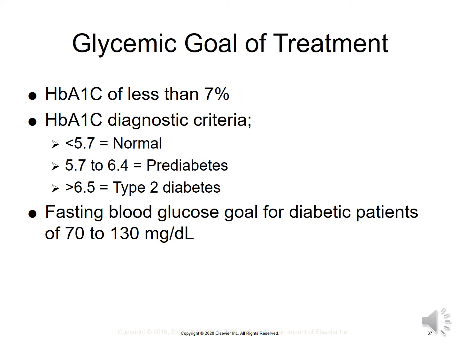All right, so the glycemic goal for treatment is going to be to get that A1C at 7, okay? So a normal A1C is less than 5.7. Some references say 4 to 6. If you get above 5.7, though, you're starting into pre-diabetes, okay? But greater than 6.5 is indicative of type 2 diabetes. Your fasting blood glucose goal for your diabetic patients is anywhere from 70 to 130. So we don't want it too low or too high.